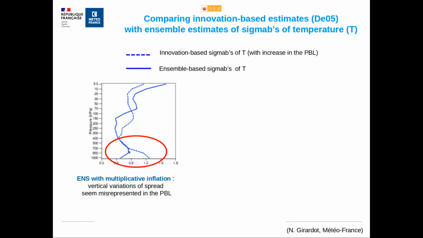So it can be seen that the ensemble sigma b's exhibit a different variation in the boundary layer, corresponding to a decrease. And so the difference between these two curves may point out some deficiencies in the multiplicative inflation procedure, which does not seem to represent well the model error contributions in the low levels.